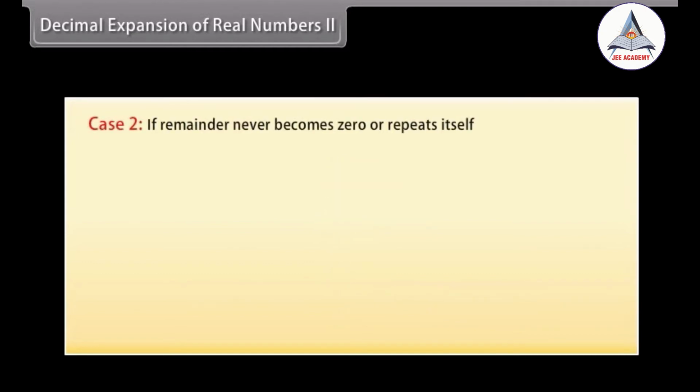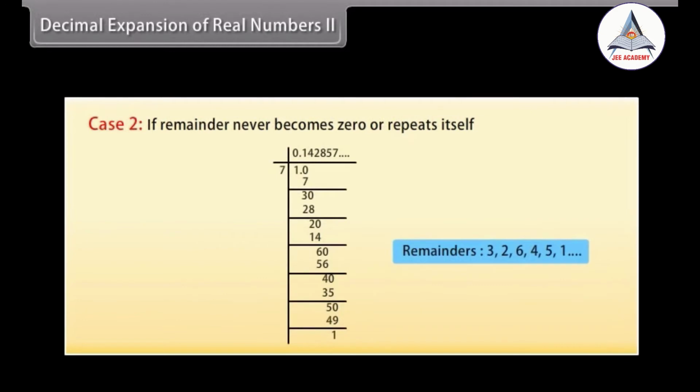Case 2 is, if the remainder never becomes 0 but repeats itself, then the decimal expansion of such numbers is non-terminating recurring.